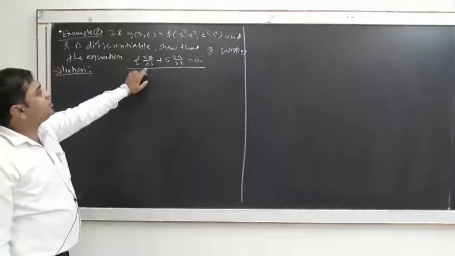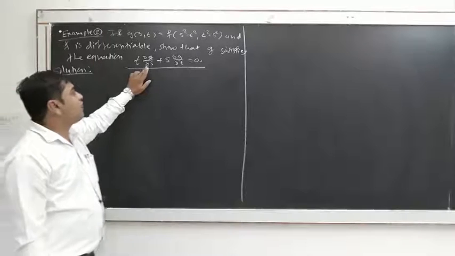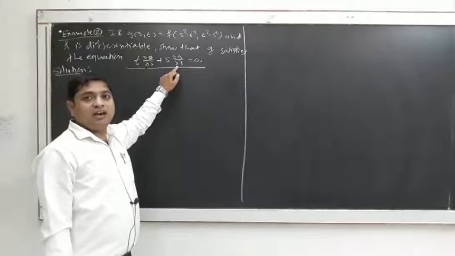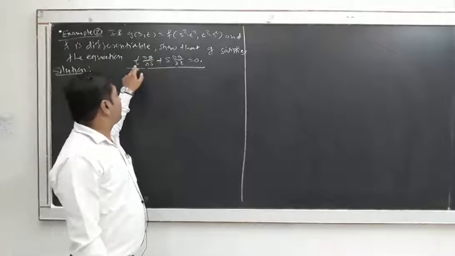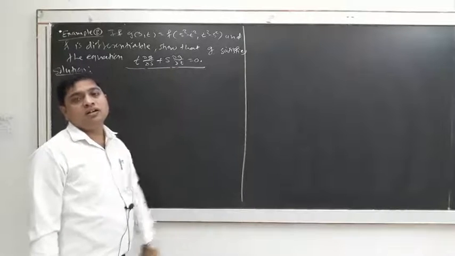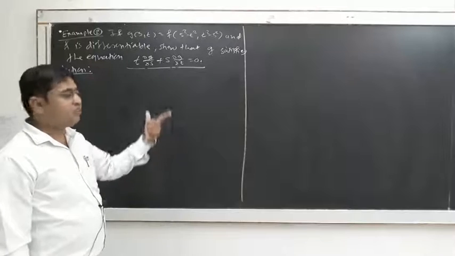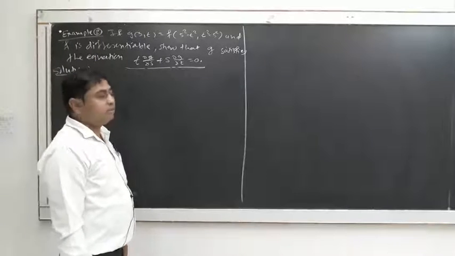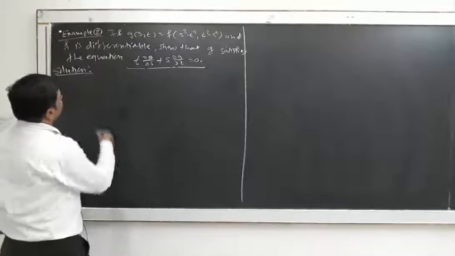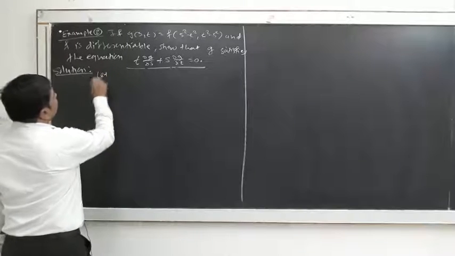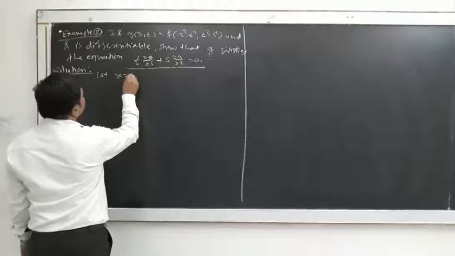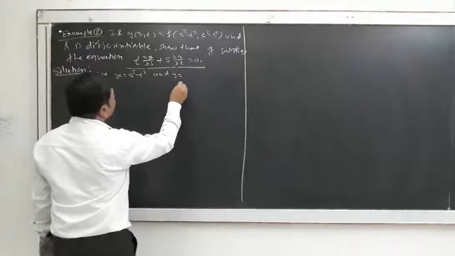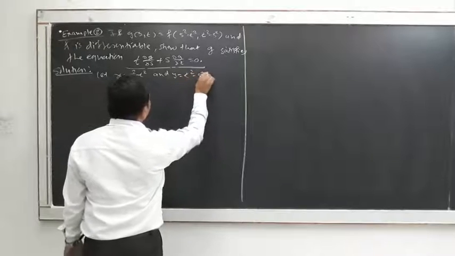And for proving this, what do we have to find? We have to find ∂g/∂s and we have to find ∂g/∂t, and then multiply by t and s, and add them, and you must get 0. Okay, so how will we solve? One by one. Let x is equal to s square minus t square and y is equal to t square minus s square.